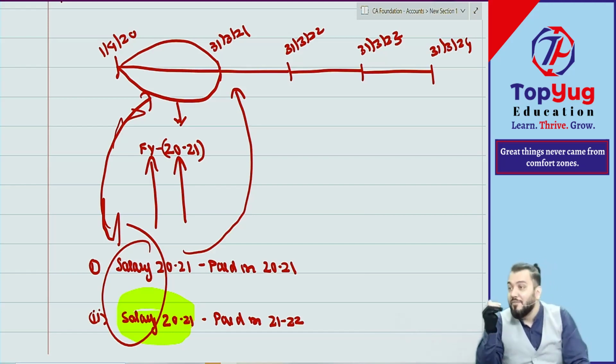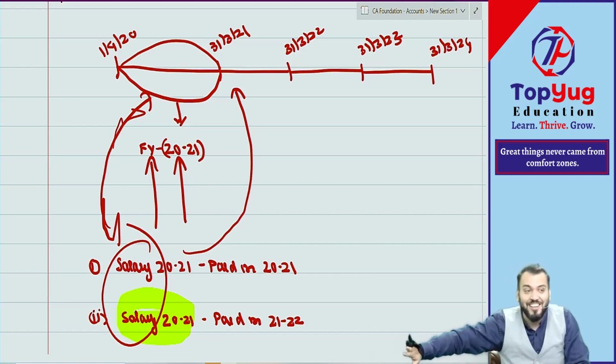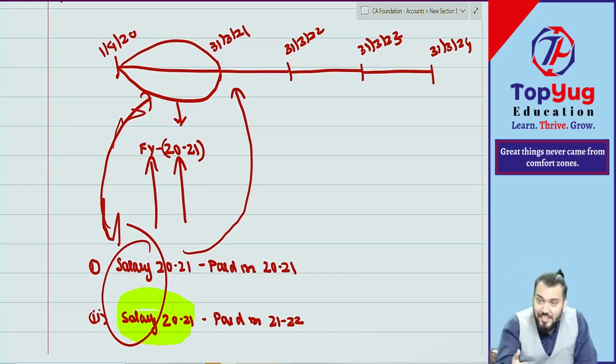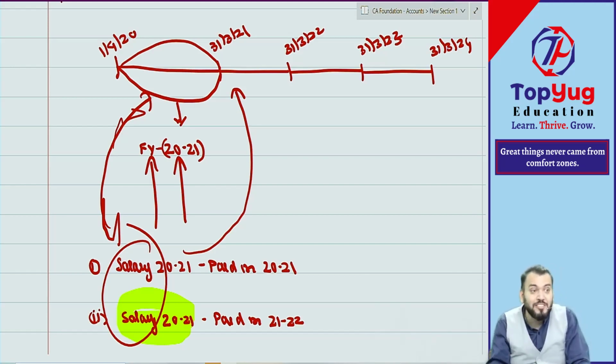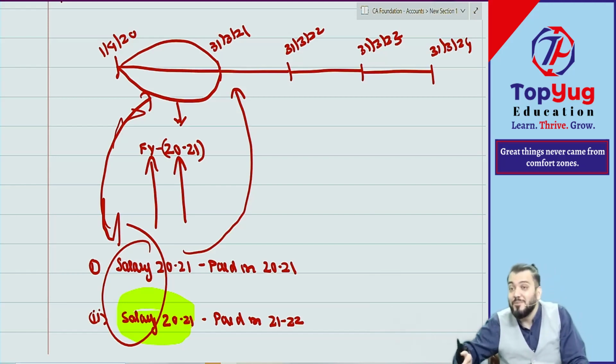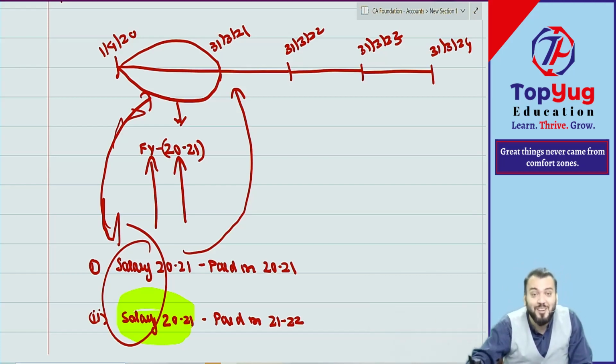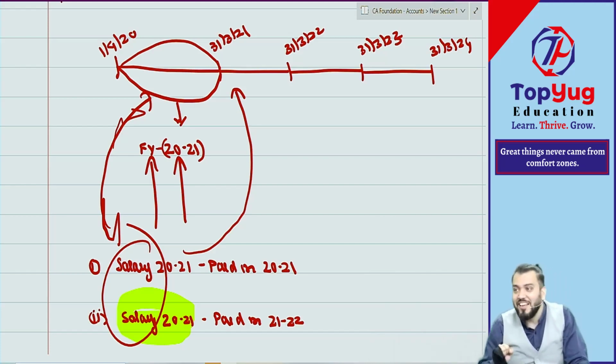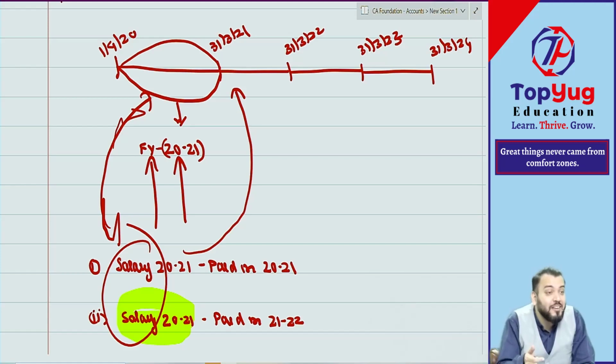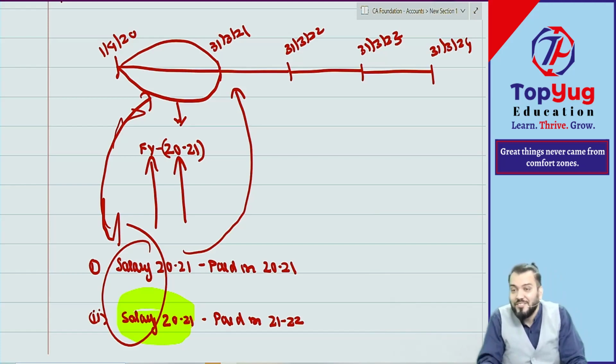Once again I am saying what I said: as per this concept, income of this year will be recorded in this year, whether received or not received. Income of this year means which year? 2021. That is the other aspect. Expense of this year will be recorded in this year, whether paid or not paid. Did you enjoy it now? And this is another concept known as the accrual concept.